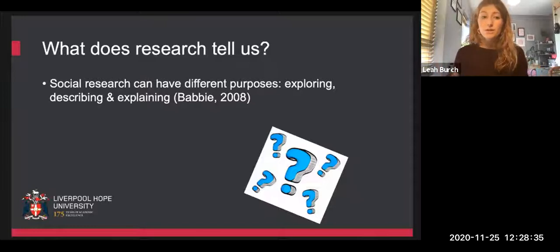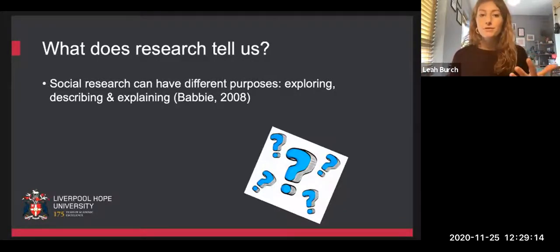It might be about describing, so describing different processes, different means of organising things, or it might be explaining, so maybe explaining a relationship between two different factors. And so research, based upon how we question, how we write aims, will be seeking to do one of these things. So exploratory research is really quite open. It's usually seeking to be quite open in exploring a new relationship, for example.